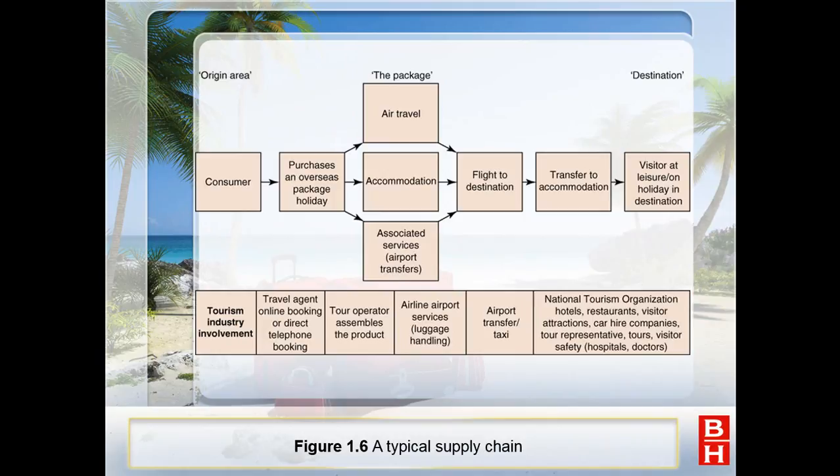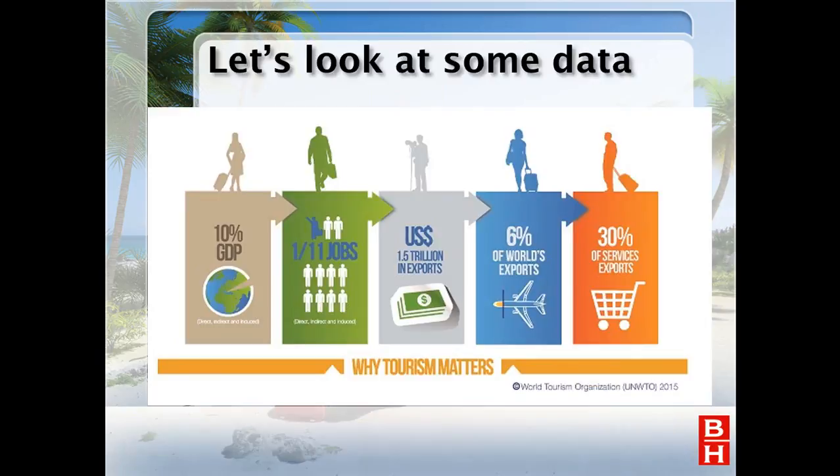This is another way of seeing it, from the consumer, to the origin area of the consumer, to the destination. The consumer is getting in contact with accommodation, with air, with, like I said, entertainment, dealing with agencies or not, and so on and so forth. So this is just to give you an idea of how complex the industry is.